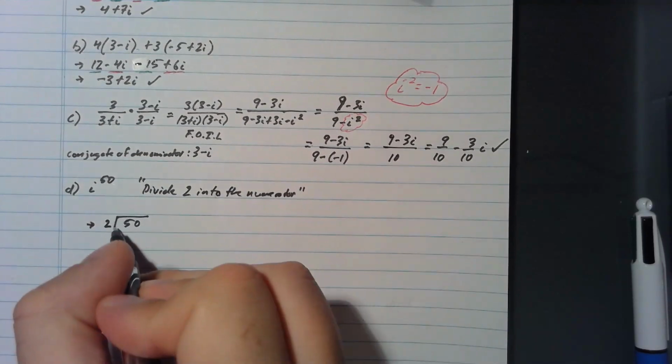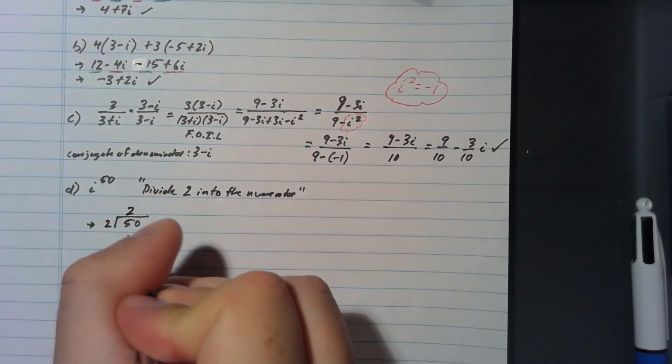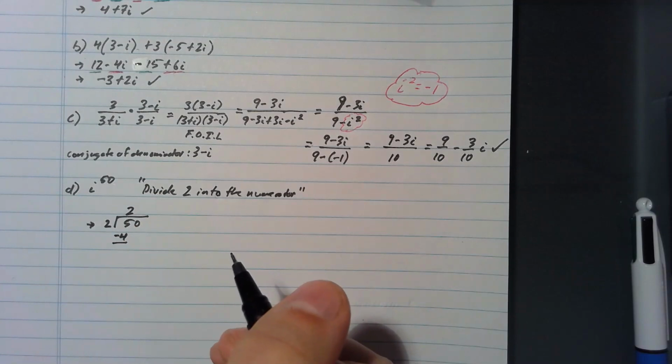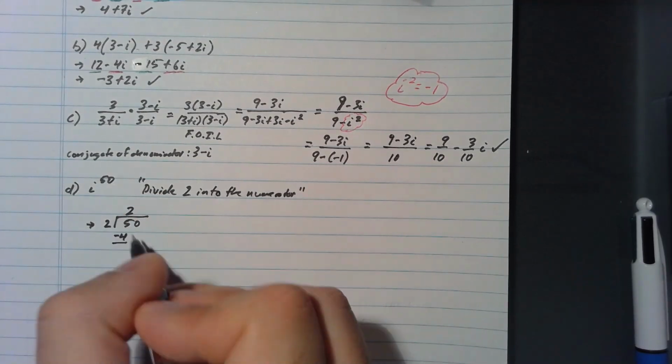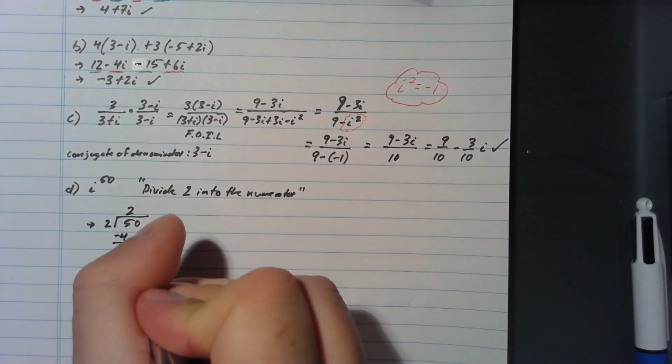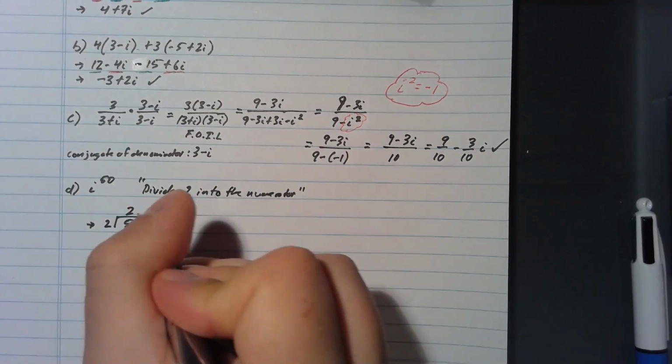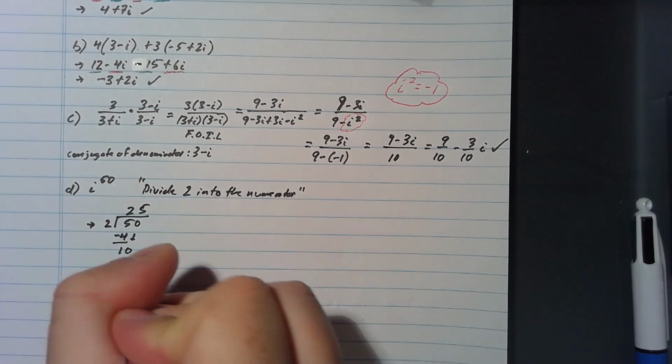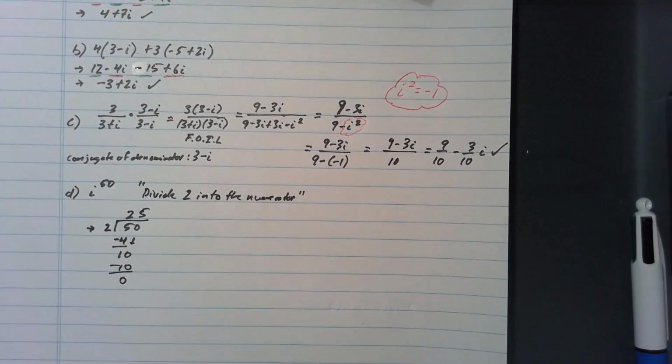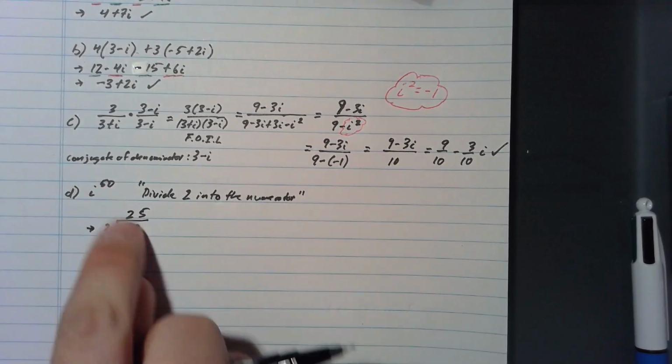So 2 goes into 5 twice, right? So 5 minus 4 is 1, bring down the 0. So 2 goes into 10 5 times. 5 times 2 is 10. I don't have a remainder. So this means 2 goes into 50 25 times.